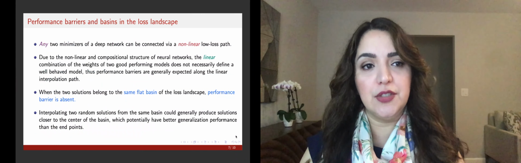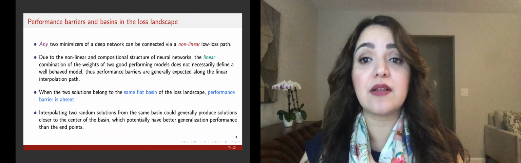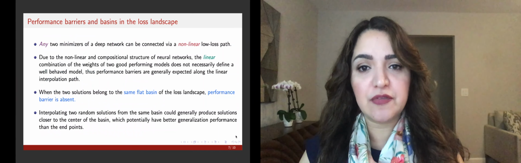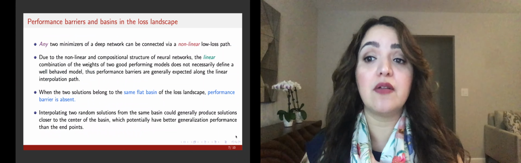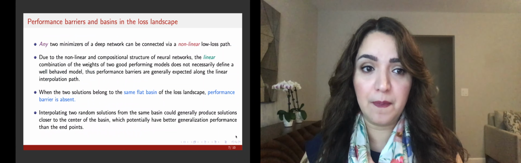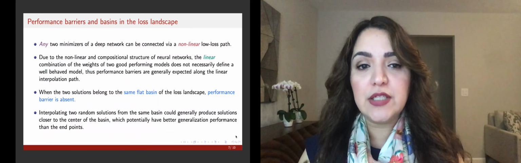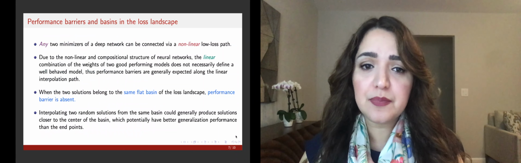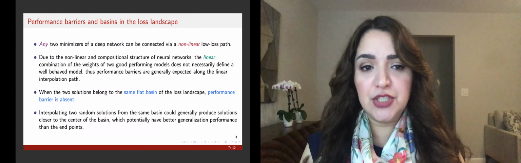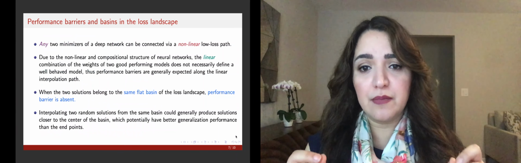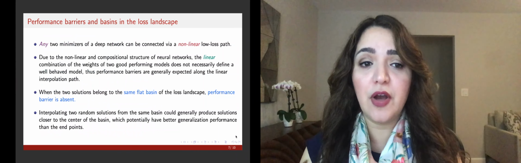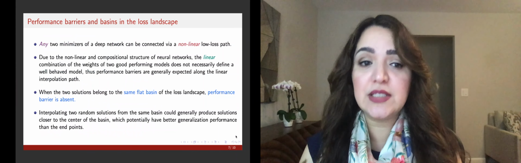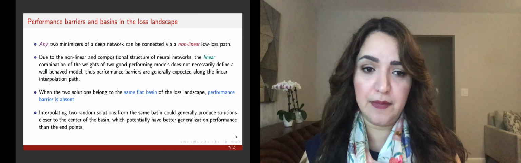The other thing we look into are performance barriers and basins in the loss landscape. We know from the literature that any 2 minimizers of a deep network can be connected via a nonlinear low-loss path. We also know that due to the nonlinear and compositional structure of neural networks, linear combination of the weights of 2 good-performing models does not necessarily define a well-behaved model. Thus, we expect performance barriers to exist along this linear interpolation path.